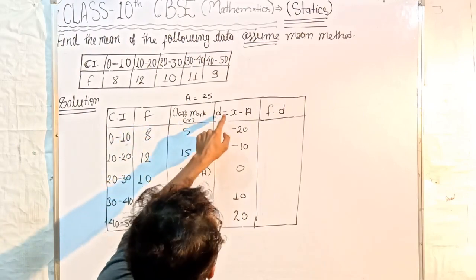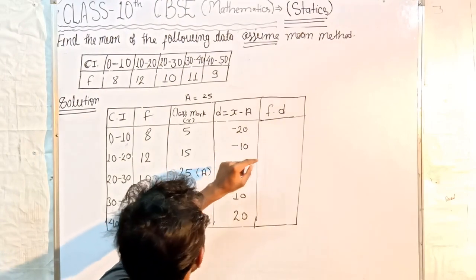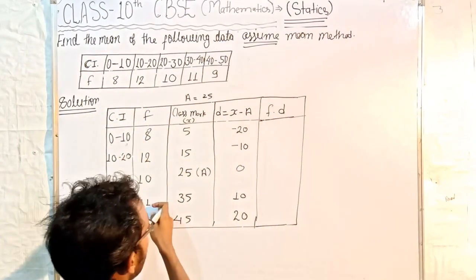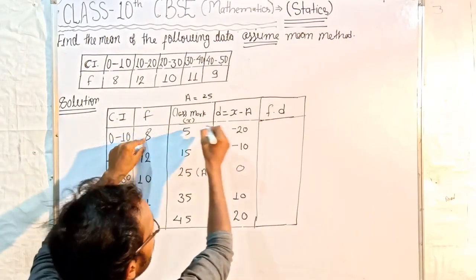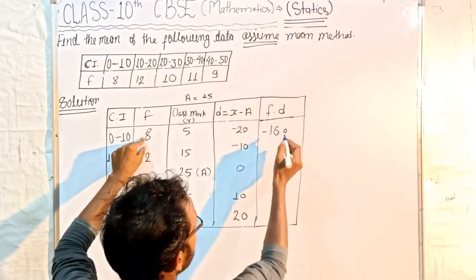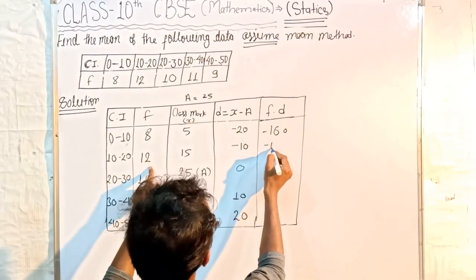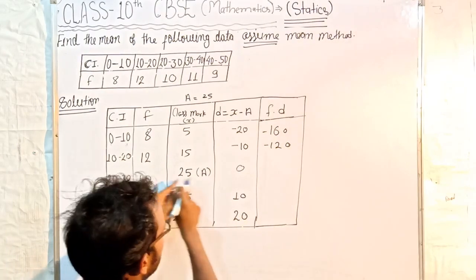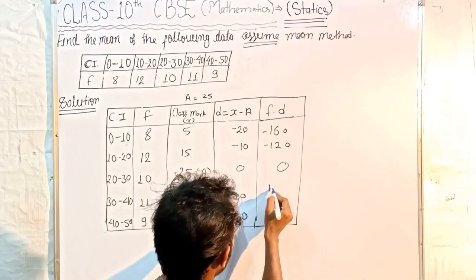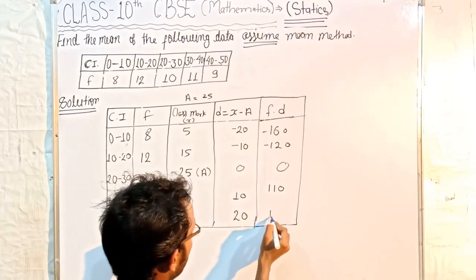Now we will find the product of frequency and deviation. This column is for deviation and this column is for frequency. You will have to multiply each frequency by the corresponding deviation. Multiplying, you will get minus 160, and 12 into minus 10 is minus 120. Multiplying 10 by 0, you will get 0. Now multiply 11 by 10, you will get 110. And multiply 20 by 9, you will get 180.